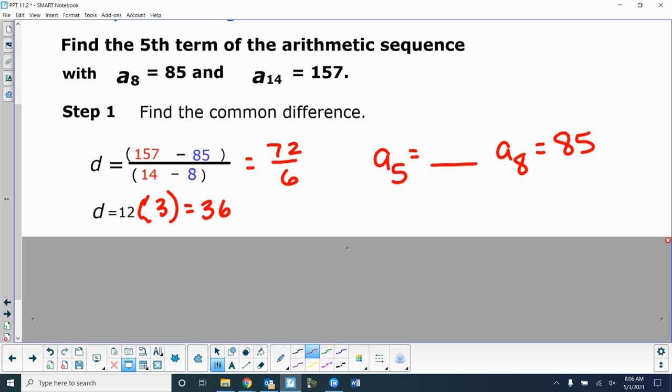Now, since this is to the left of 85 and it was going up by 12s, what do I do with that 36? Subtract it. You guys realize that, right? So what is that? 49? Is that right? Or 39? 49, right?